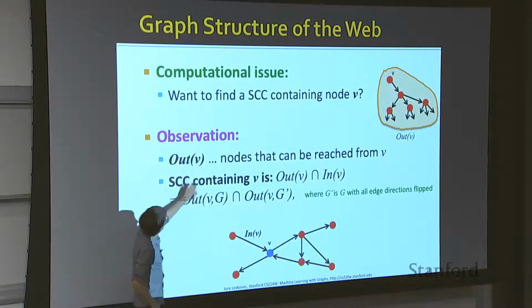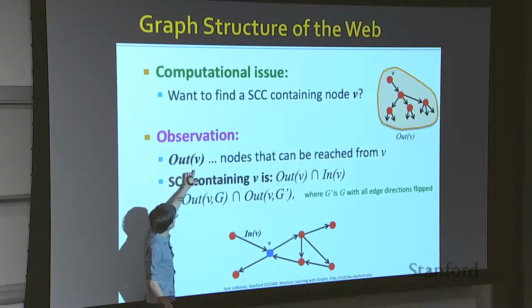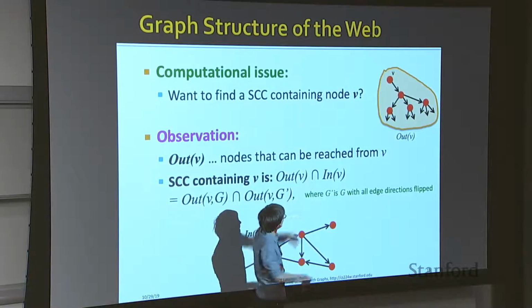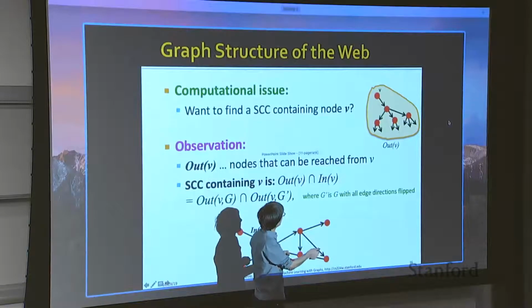So you can take, again, remember we defined this notion of the out component of a given node V, which is the set of nodes that can be reached from V. I show this up here, right?